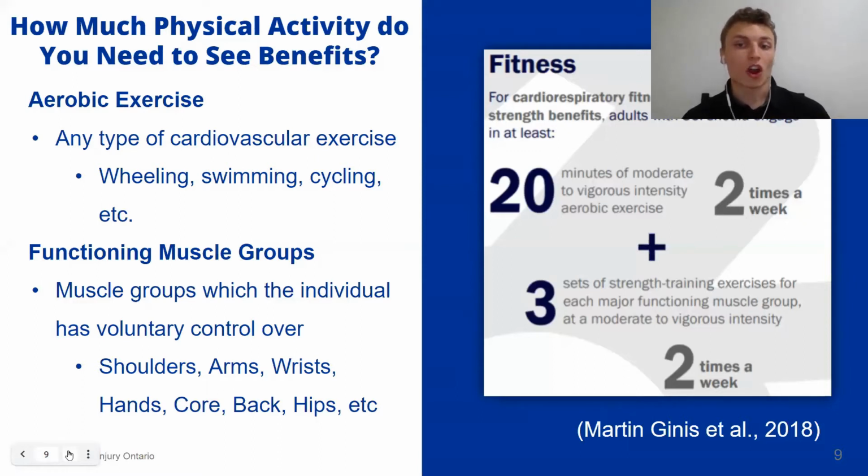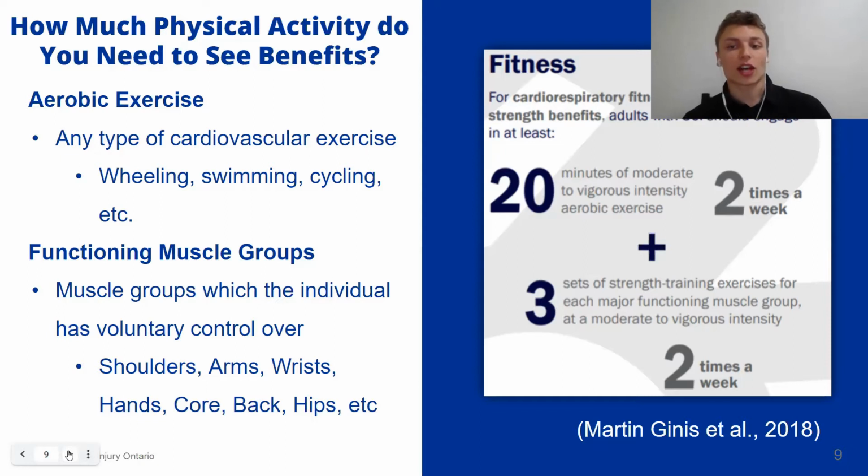So in order to see cardiorespiratory and muscle strength benefits, the guideline suggests that adults with spinal cord injury should engage in at least 20 minutes of moderate to vigorous intensity aerobic exercise at least 2 times a week. And in case you don't know, aerobic exercise is just any sort of cardiovascular conditioning, where you're breathing heavily and you're working hard for an extended period of time. So that can be like wheeling around the neighborhood, your house, swimming, arm cycling, any type of cardiovascular workout that gets your heart pumping and moving.